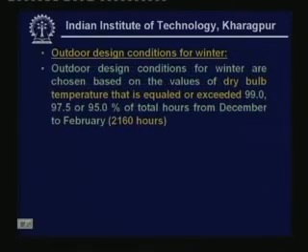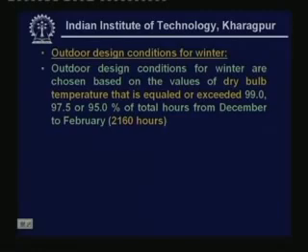So, just like summer, outdoor design conditions for winter are chosen based on the values of dry bulb temperature that is equal or exceeded 99%, 97.5% or 95% of total hours from December to February. December to February is a typical winter time.